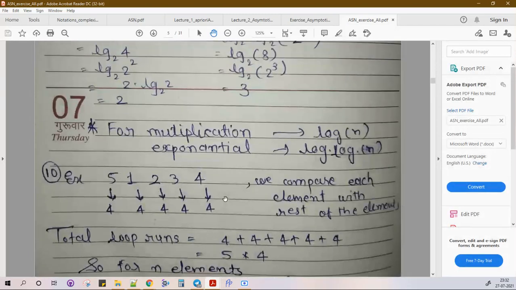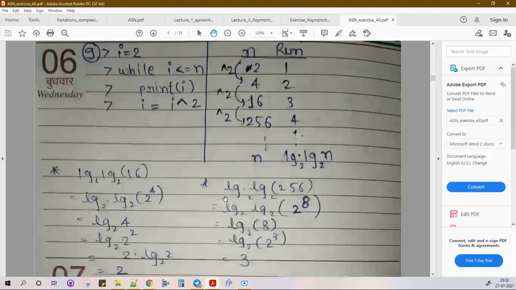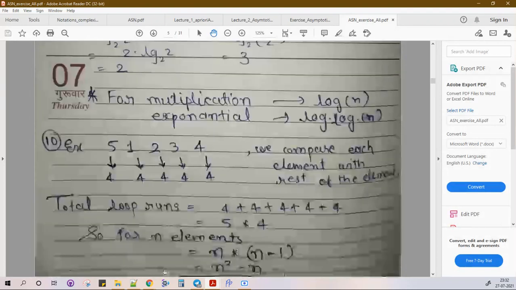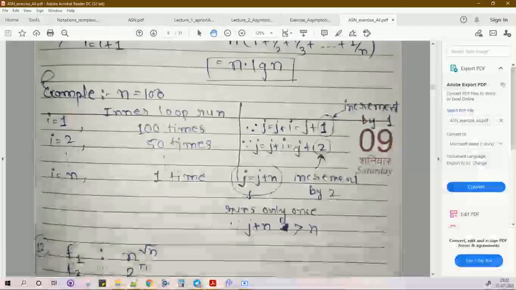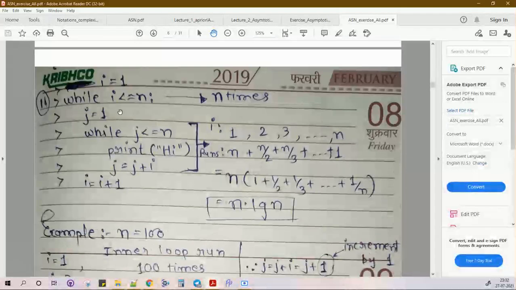Where it is. Question number 9. Which question it is? 12, no? 11. Okay.